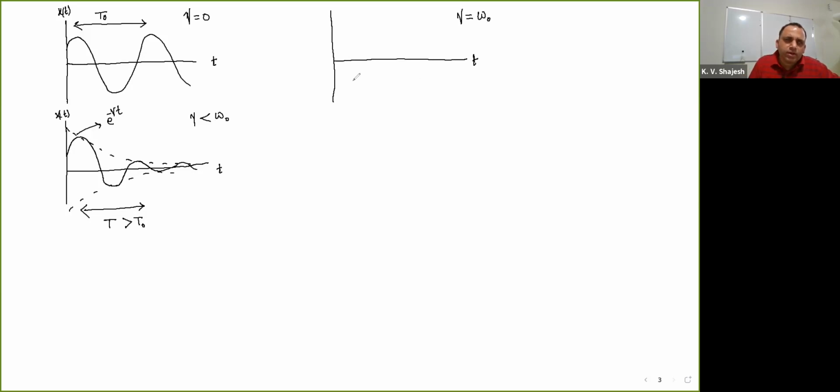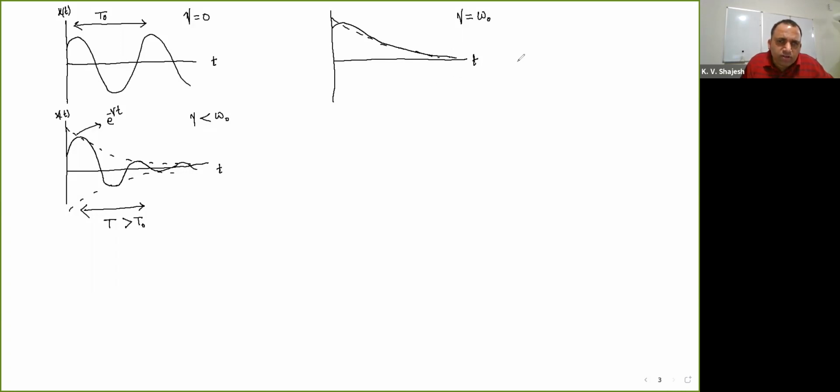And notice this t gets larger and larger compared to t naught. And eventually, when the damping coefficient is exactly equal to omega naught, so this is your exponential of gamma t, and that's your gamma t. So this never goes down.